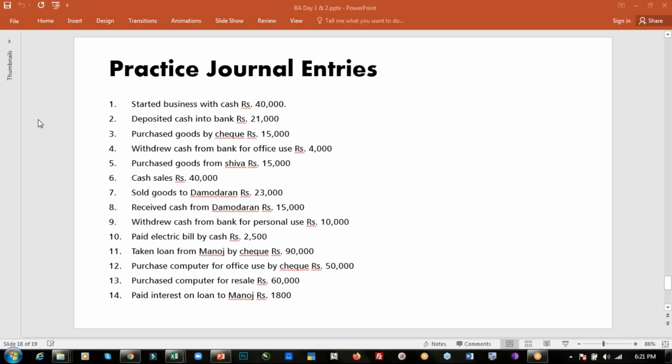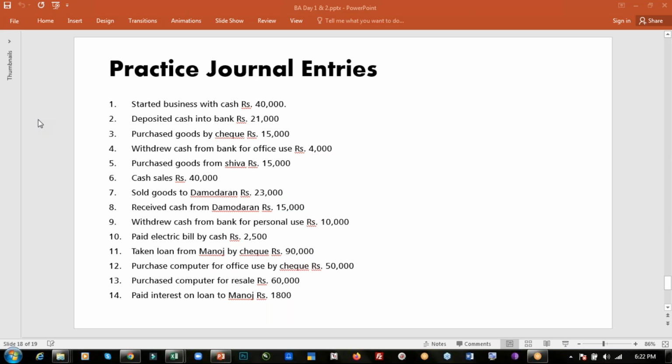Next, the sixth point, cash sale rupees 40,000. What will be the journal entry, guys? Yes, it is basically cash to sale. Because we are selling the product, sale we all know always has to be credited, and we are receiving the amount in cash, so cash we have to debit. Cash account debit to sales will be the entry.